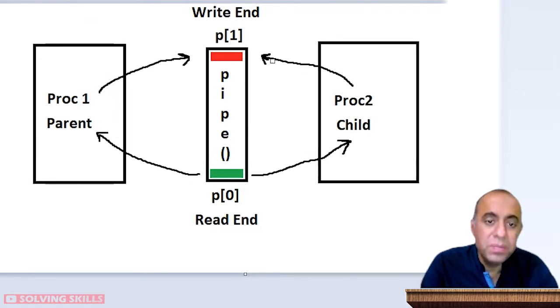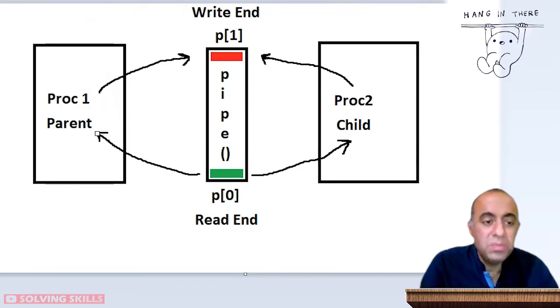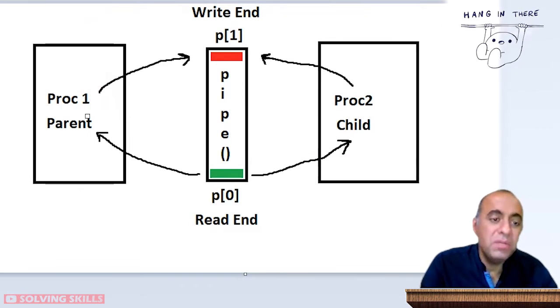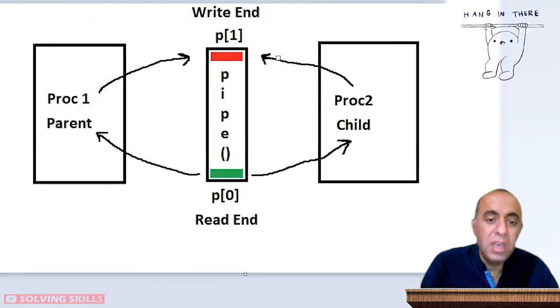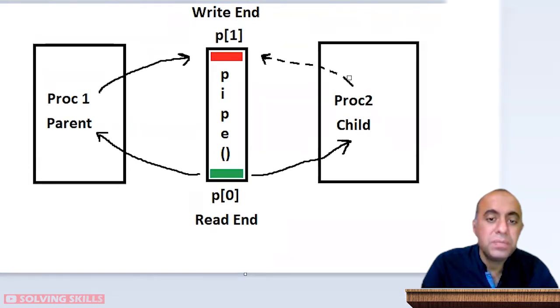But just to tell you a little about what we are going to do: in this example code, the parent will only write to the write end, and the child process will never write to the write end, although it could, but it will not do that. Similarly, the parent process will not read from the read end, only the child process will read from the read end, although the parent could.